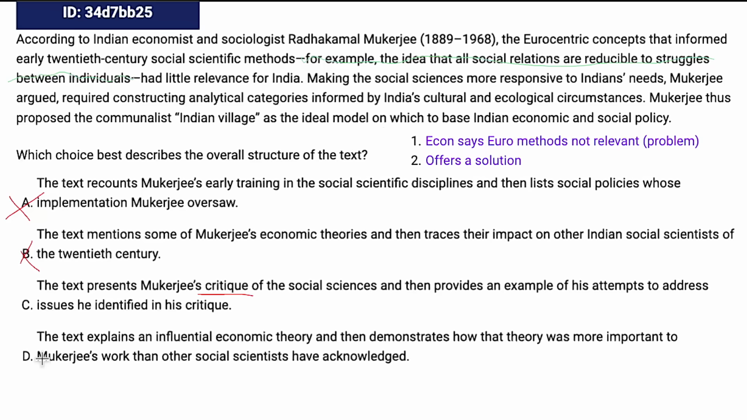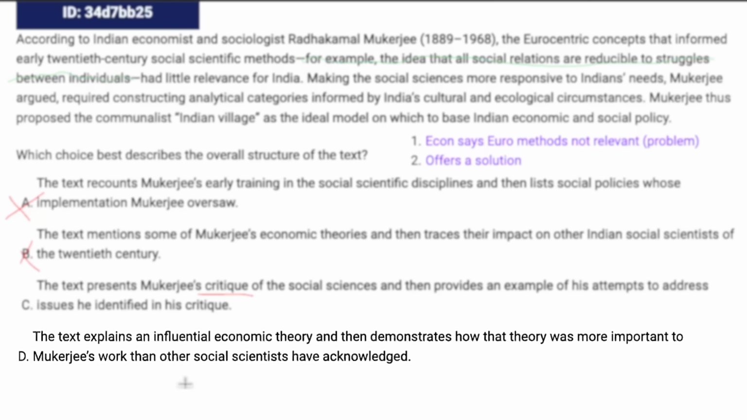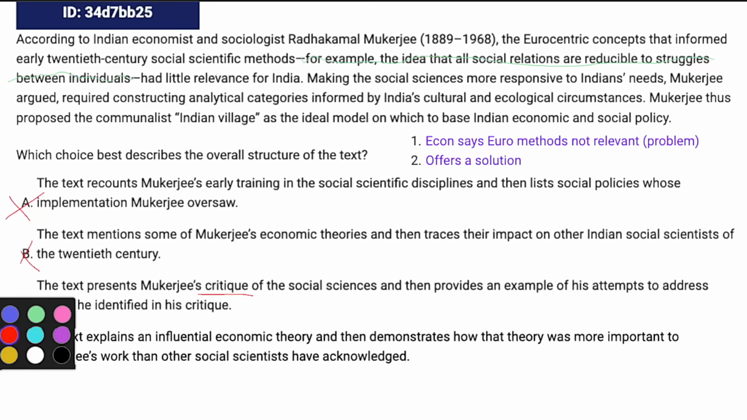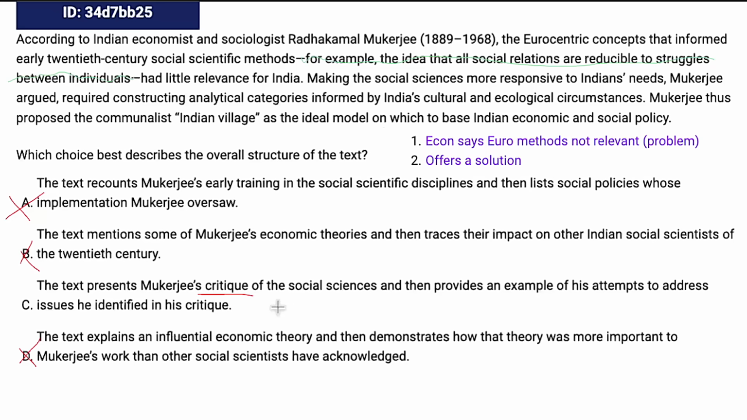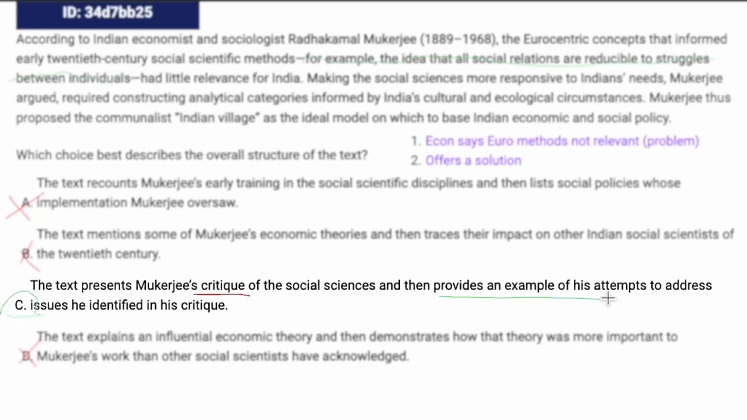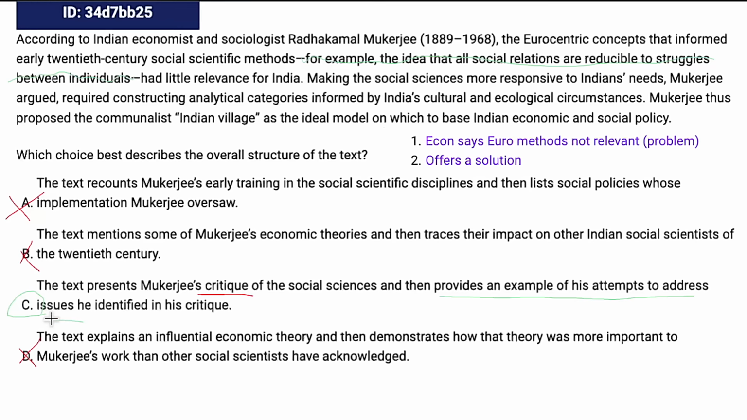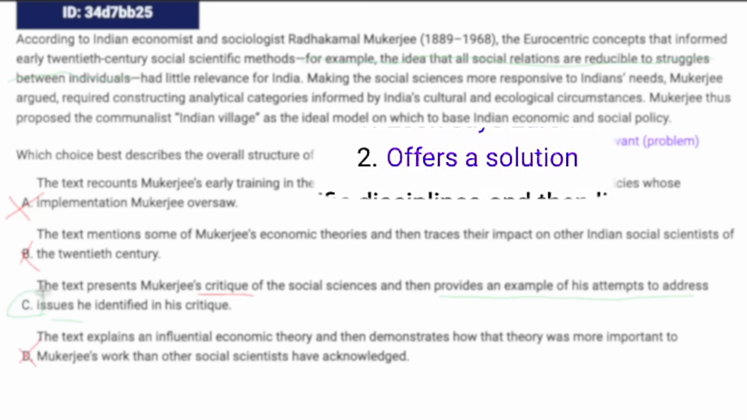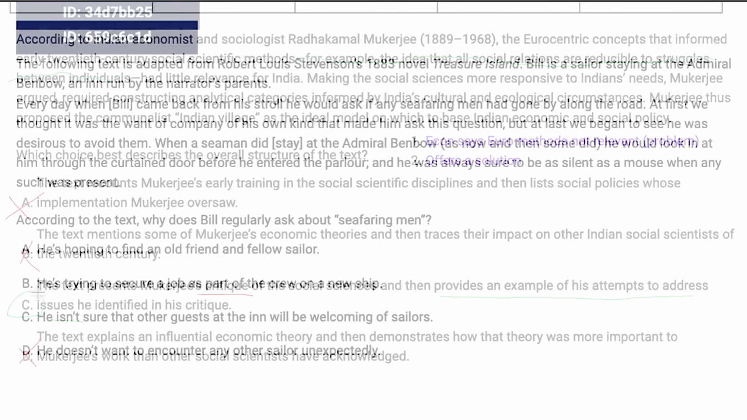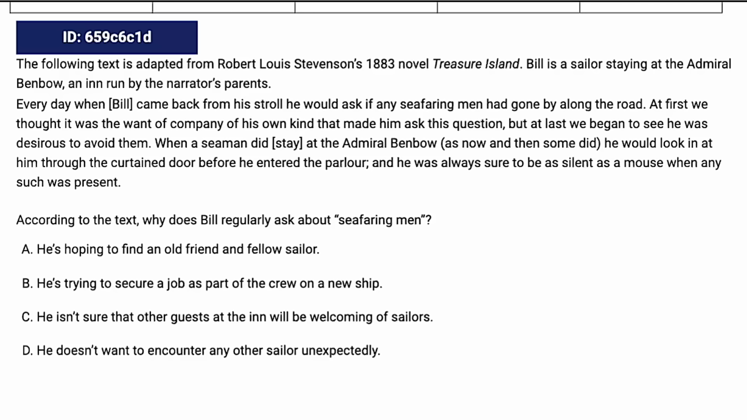And then if we wanted to see if we could quickly eliminate D, the text explains a theory. Well, yeah, we could actually get rid of D too. So without even reading the entire answer, we know that C is correct. But just to be careful, if you weren't 100% sure, you could double check. So we have, and then provides an example of his attempts to address issues. Offering a solution is the same thing as addressing issues, so we're good to go. So that's how you could go about finding big picture ideas.